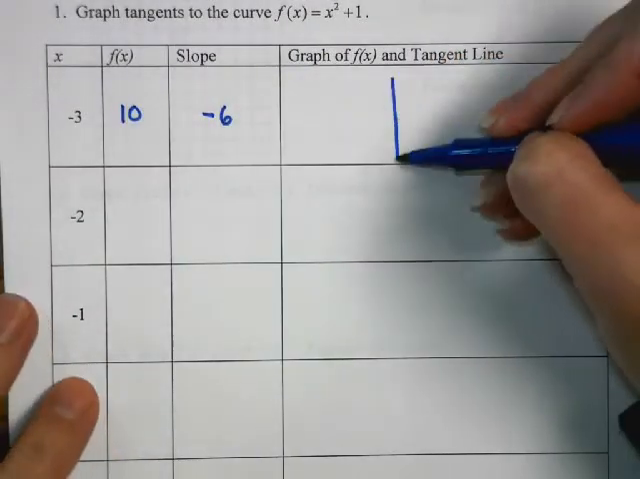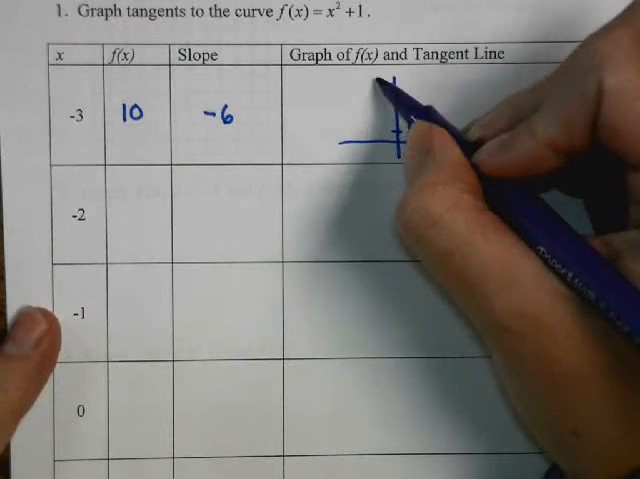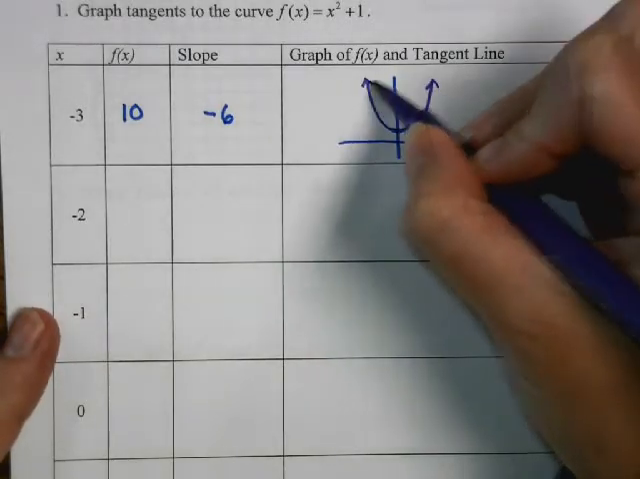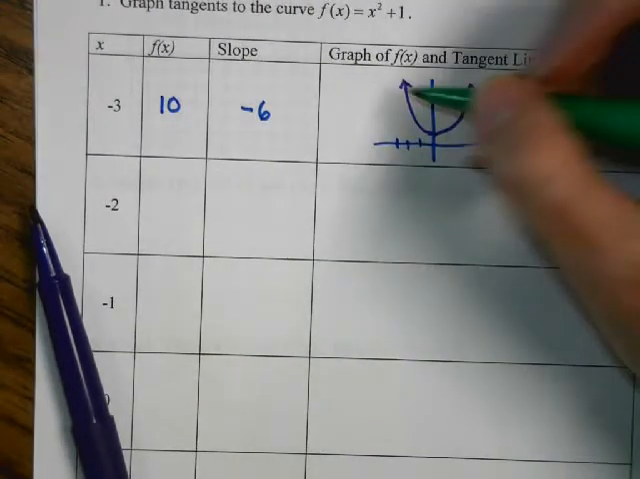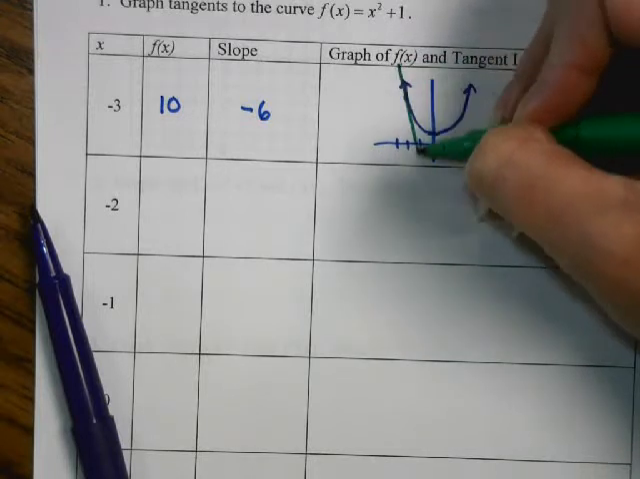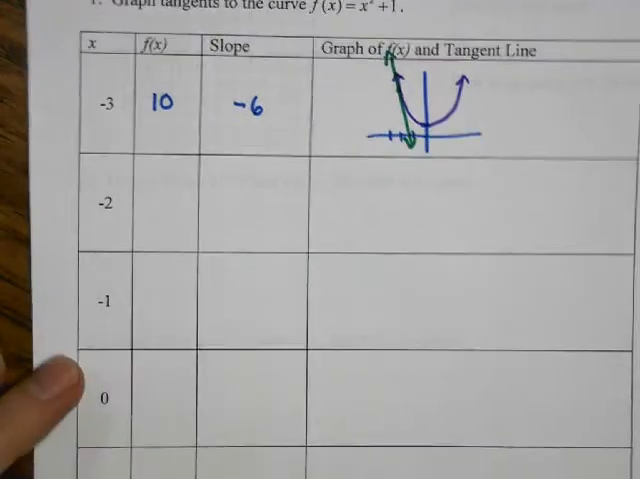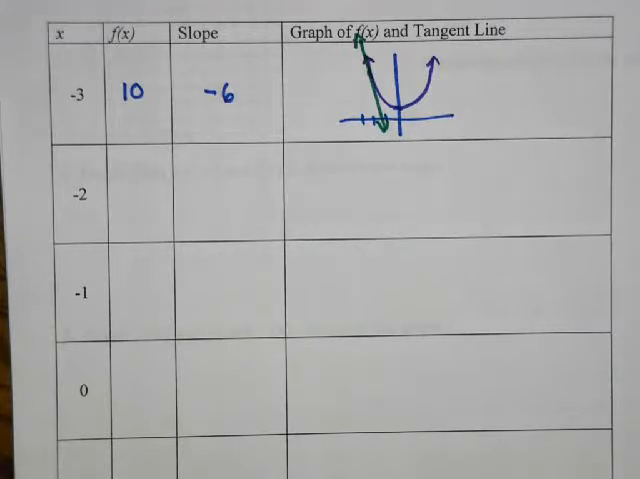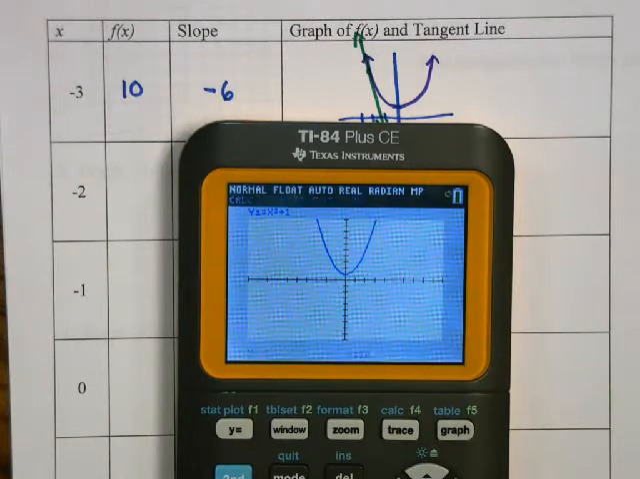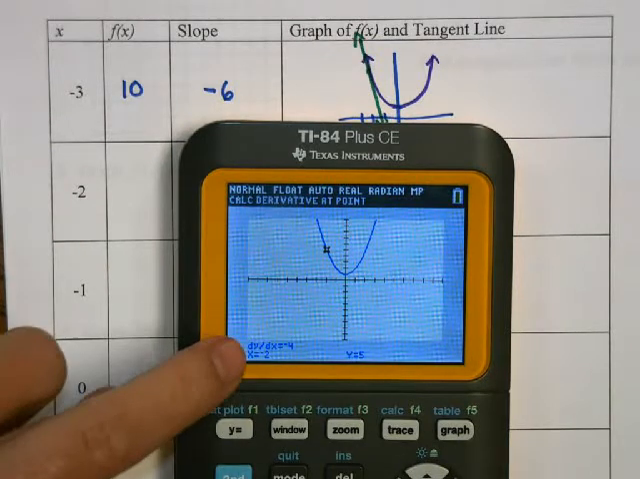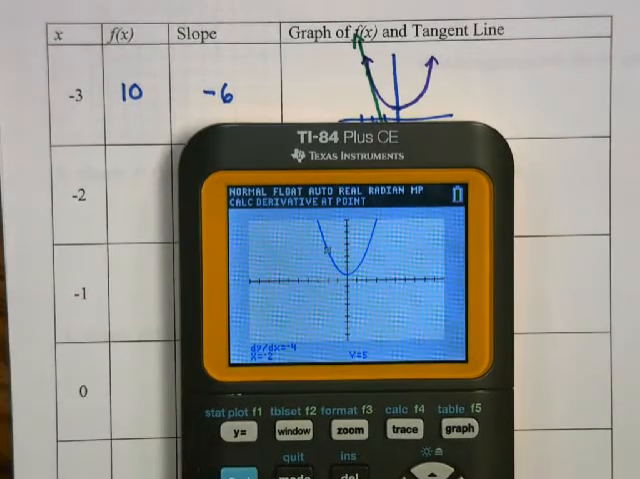For the graph of the tangent line, I'm not going to worry about this part too much. I'm just going to say, here's my parabola, and at 1, 2, 3, my tangent line looks like that. Okay, so a slope of -6 seems to make sense. And then we're going to repeat this for all the others in the table. So I'm going to second calc the derivative at -2. I get an x value of -2, a y value of 5, and a derivative or slope value of -4.